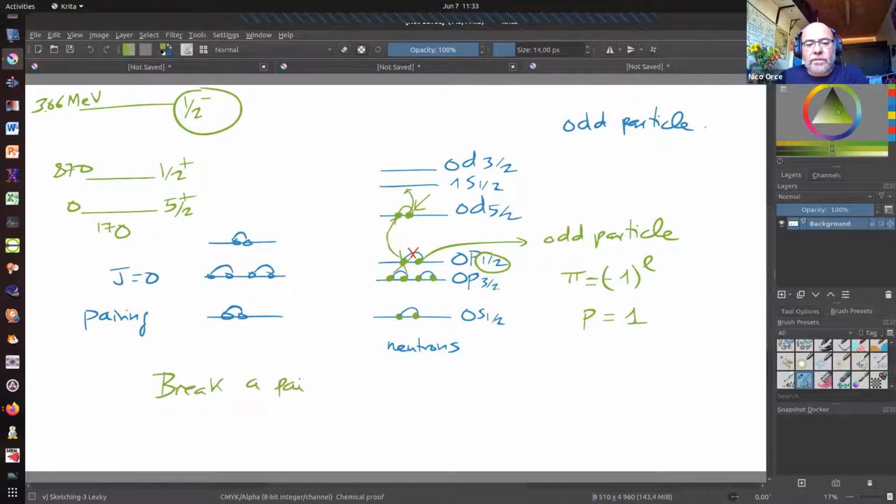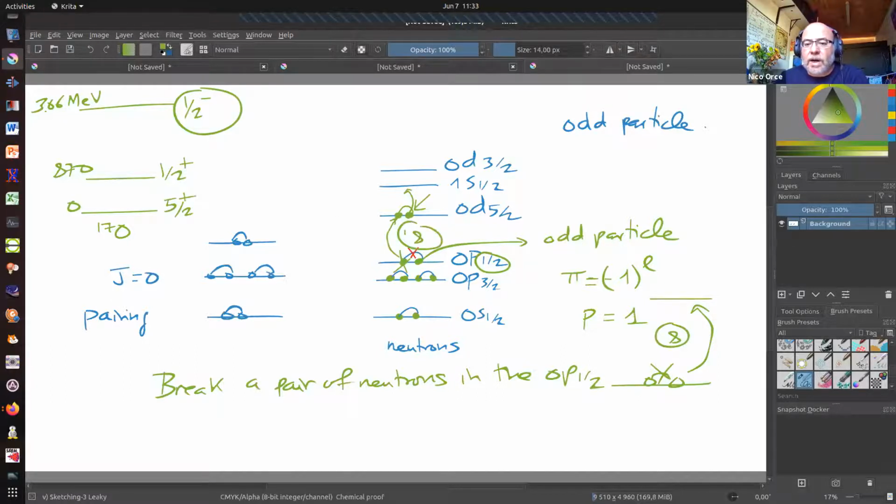of neutrons in the 0p1/2. So basically you break the pair, and this requires some energy. And not only that, but you need to go over the magic number 8, right, which is here. So which adds more energy as well, right? So we have double energy, one to break the pair and one to promote these guys here.